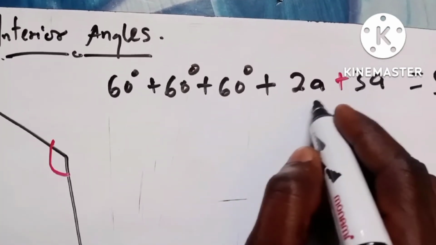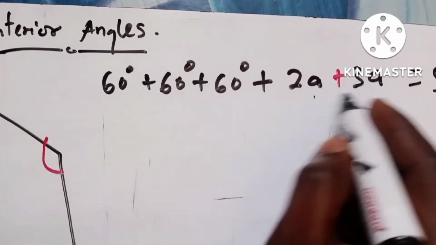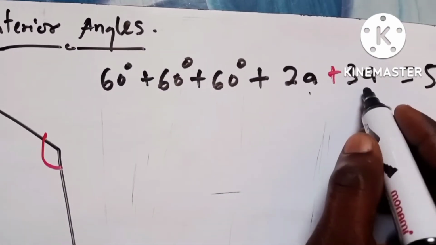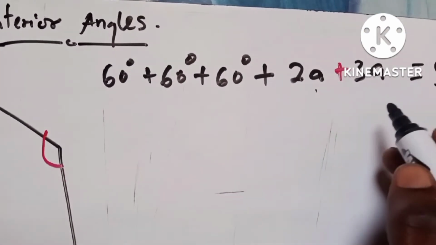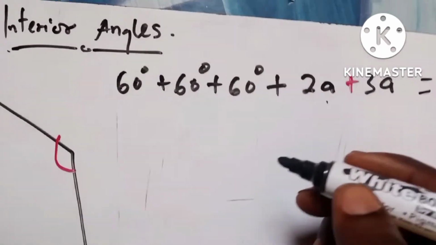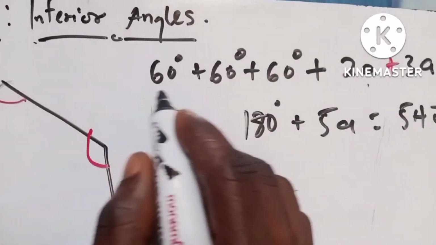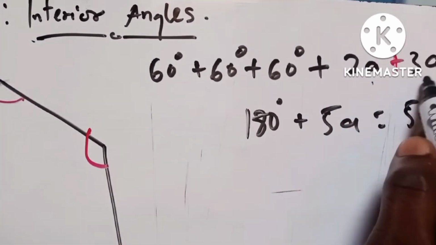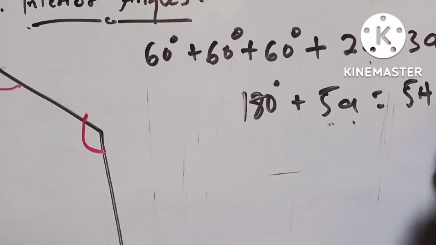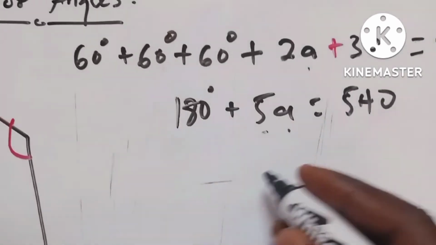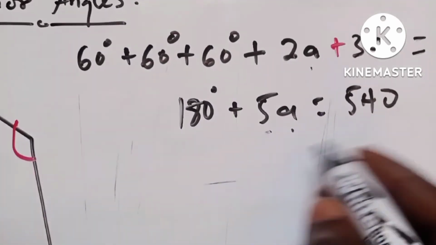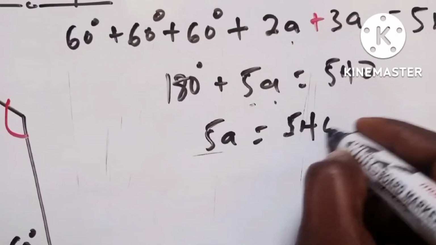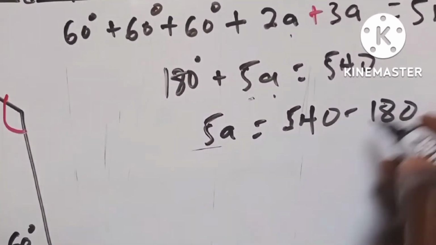So now we need to determine the value of a. How do you do this? Very simple. You sum everything together. Remember, these two have a common letter, so that's an algebraic expression. Sum all the numbers here, so I'm going to have 180 degrees, and then these two give you 5a. That is equal to 540. So here we are going to subtract 180 from both sides of the equation. So we have 5a equal to 540 minus 180.